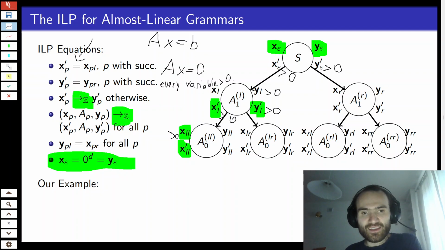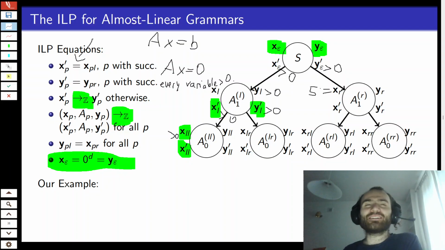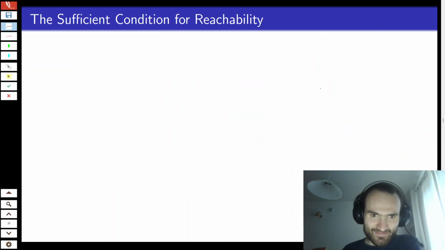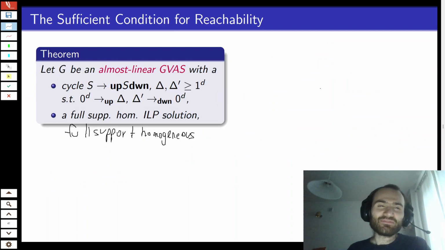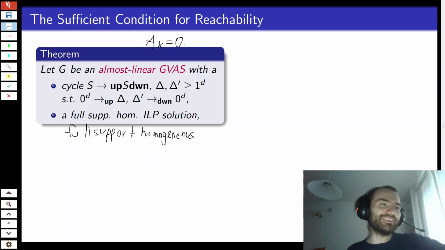Yeah. And if you wonder what happens if some of these variables are, say, bounded and the only solution is 5, there is a step that we then have to do in the algorithm for this. It's later. Okay. So a full support homogeneous solution means that the homogeneous ILP, remember this means the ILP with AX equals 0, has a solution where every variable is greater than 0.